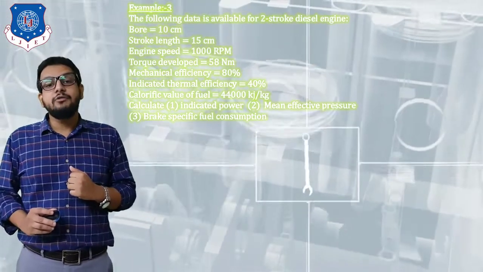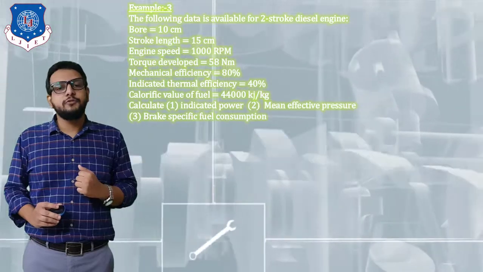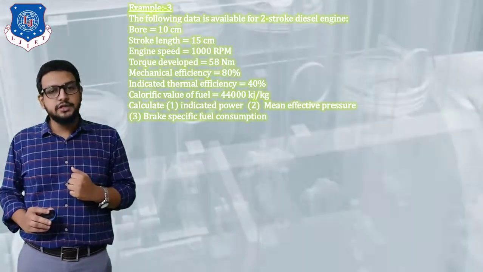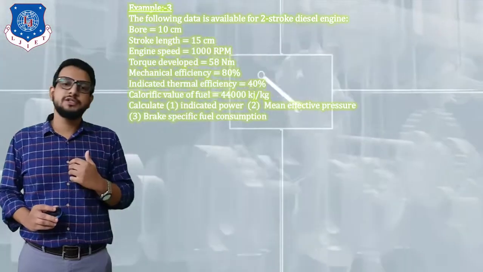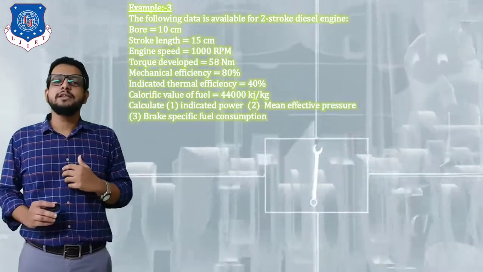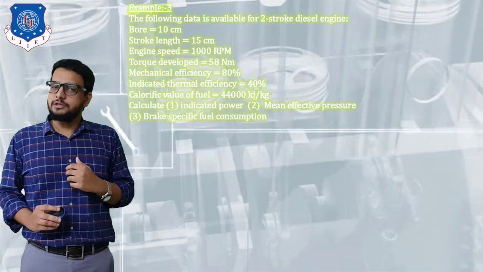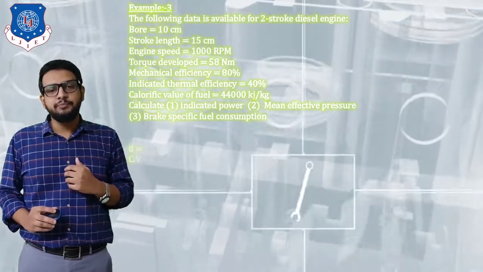Then the calorific value of the fuel is given, that is 44,000 kilojoule per kg. You need to calculate indicated power, mean effective pressure, and lastly brake specific fuel consumption. So let's first write down the data.